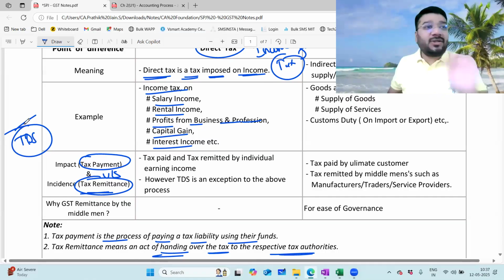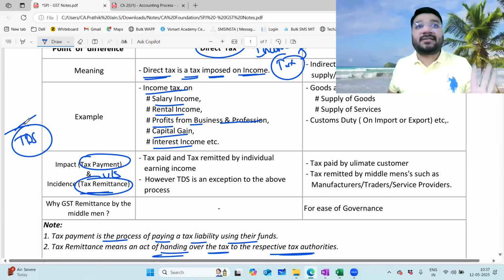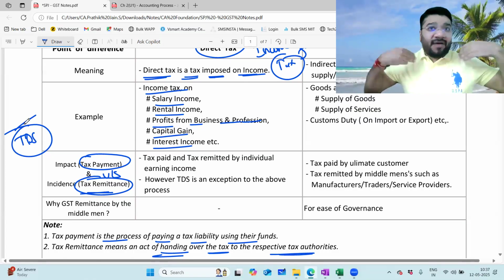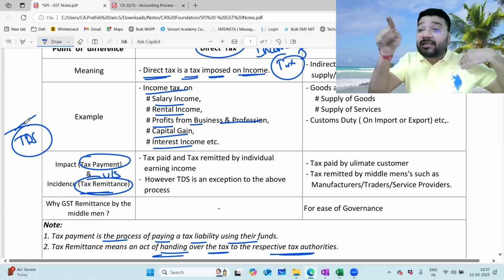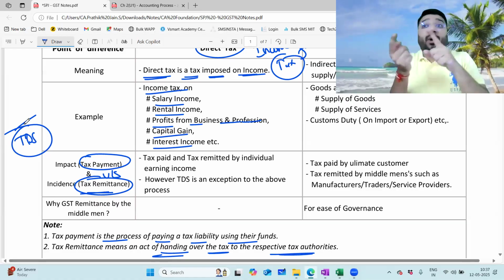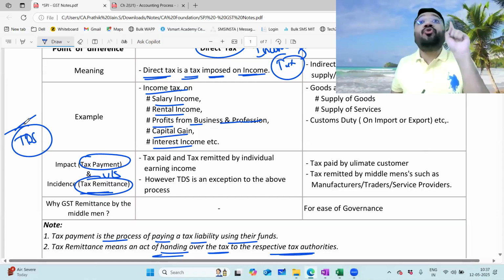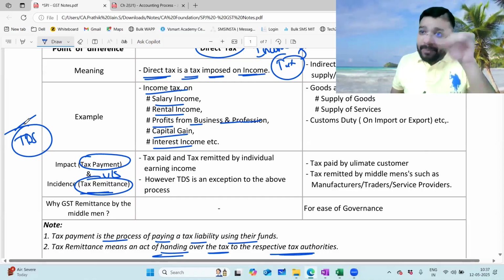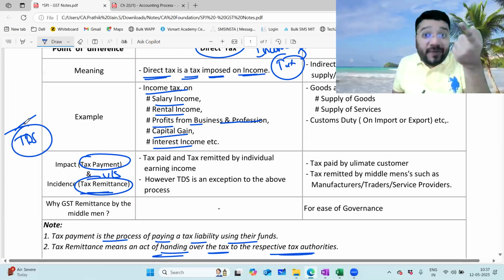Now, what is TDS? This is not the right time to discuss. When the right time comes, I'll discuss. Forget the TDS part. If I'm earning salary, government says you are responsible to pay tax. Means what? From your pocket, you pay tax, and you will be the person to remit the tax also to me. If you don't pay the tax or if you don't remit the tax, you will face the consequences.